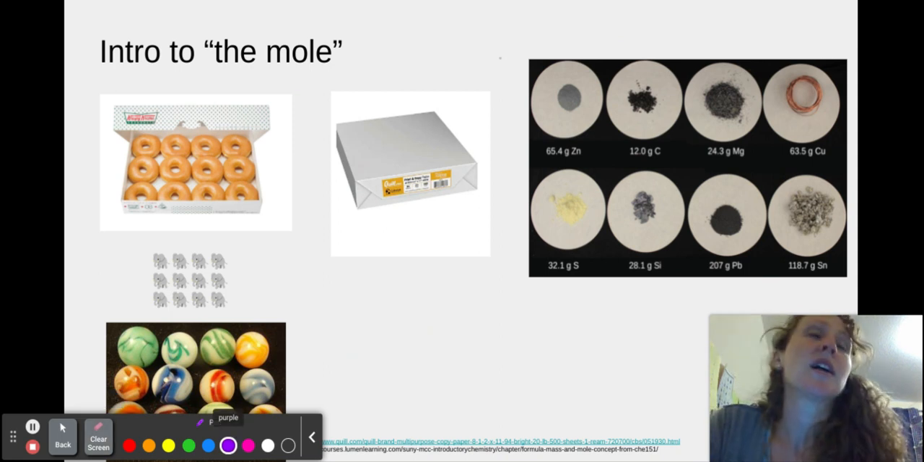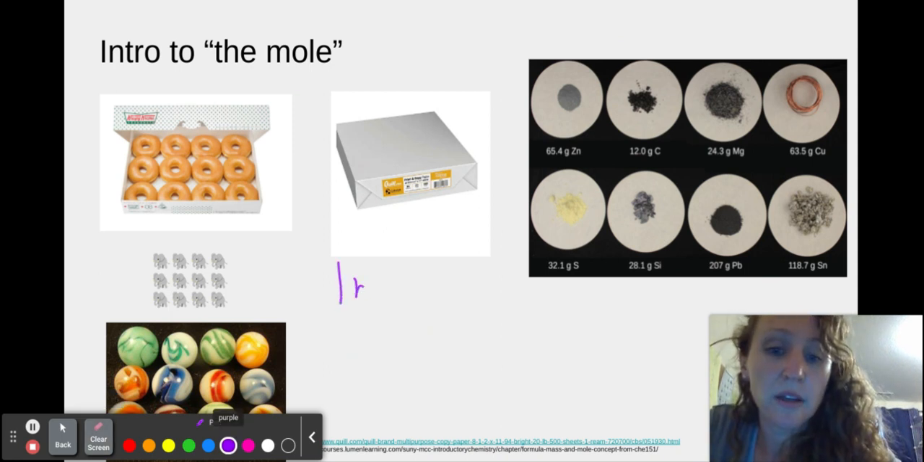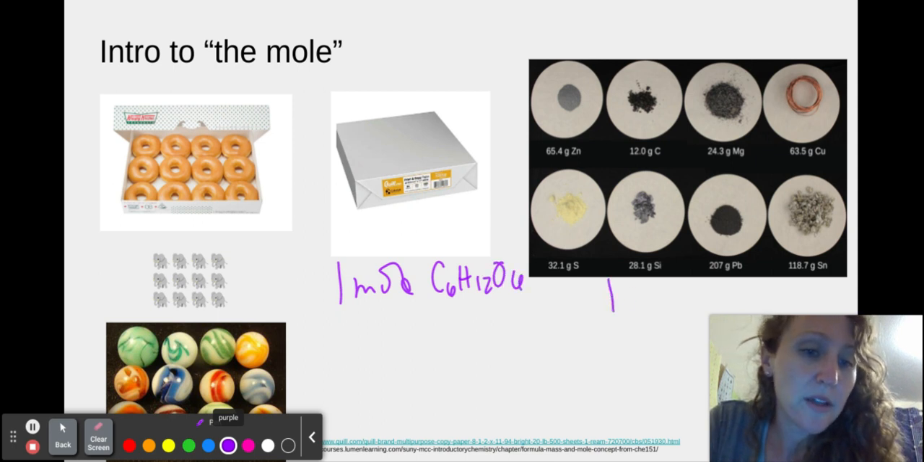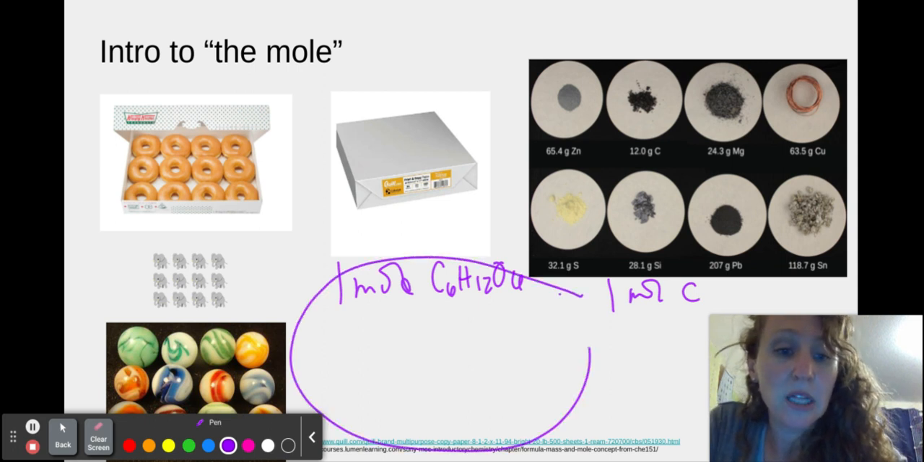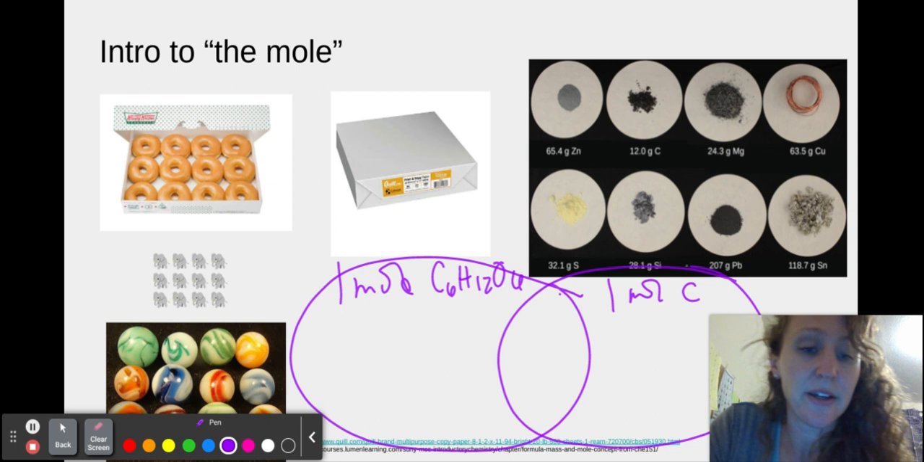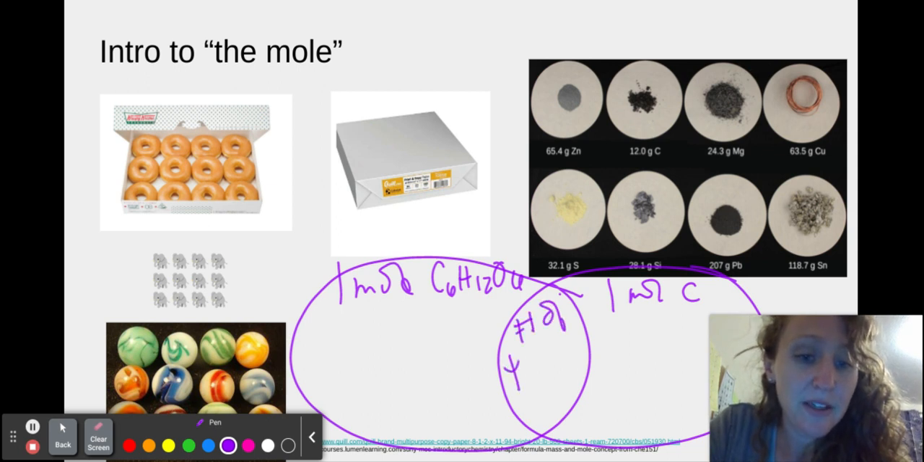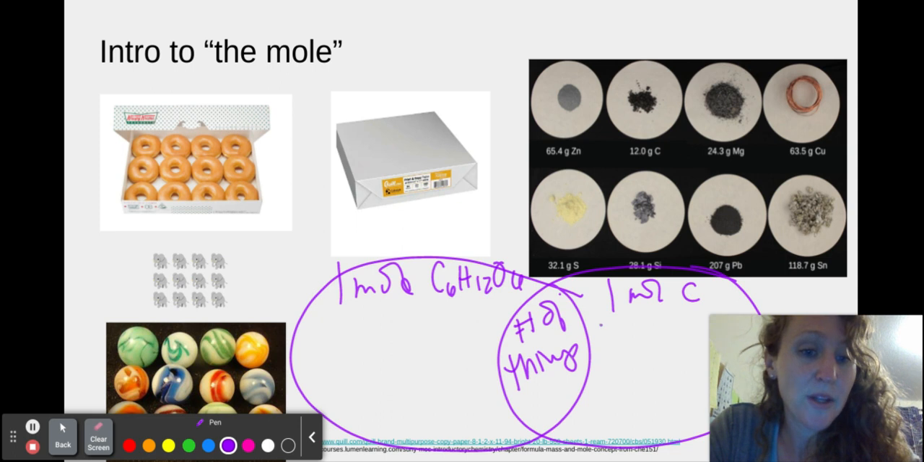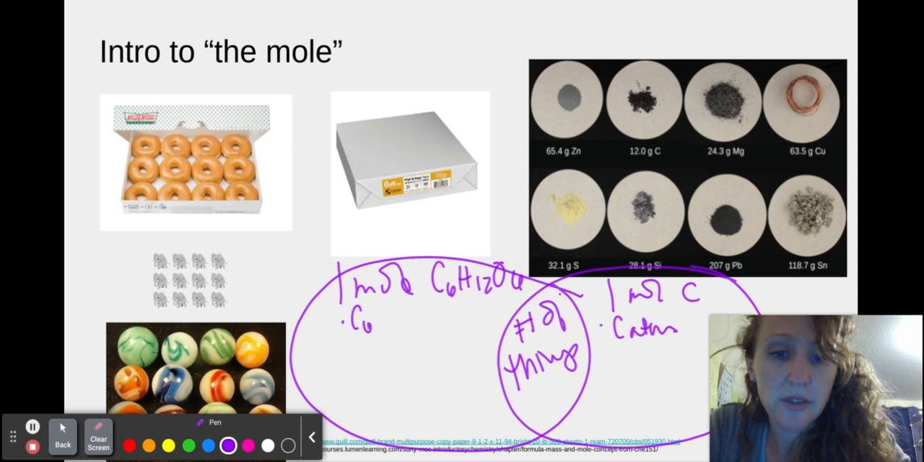Same thing if we are comparing, let's say, 1 mole of sucrose. Actually, let's do glucose, C6H12O6, and 1 mole of carbon. So you can have a mole of a molecule, you can have a mole of an atom, right? The number of things is still going to be the same. You're still going to have 6.02 times 10 to the 23rd things, but things on one side will be carbon atoms. Things on the other side will be glucose molecules.